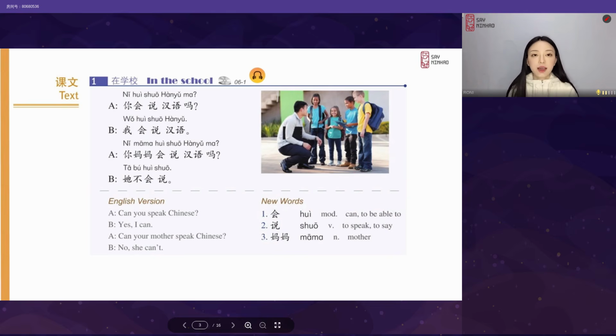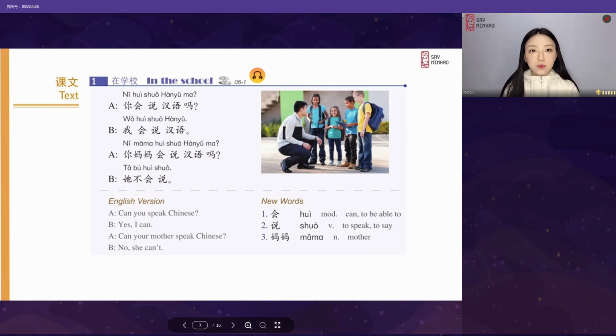3, 2, 1. 会说妈妈. Very good. Now let's move on to our text. I will read and please listen carefully about the pronunciation.